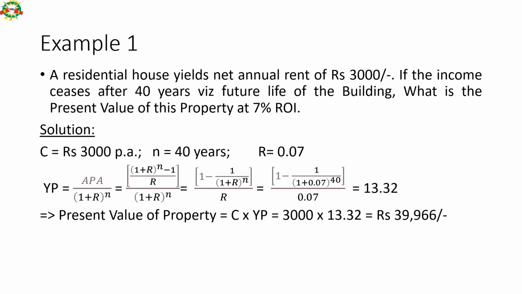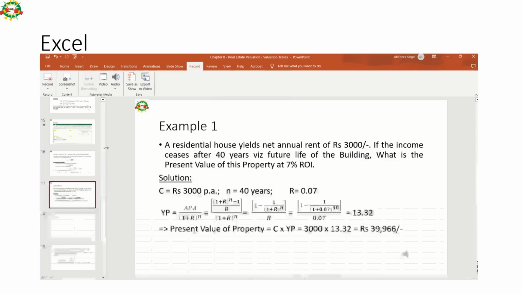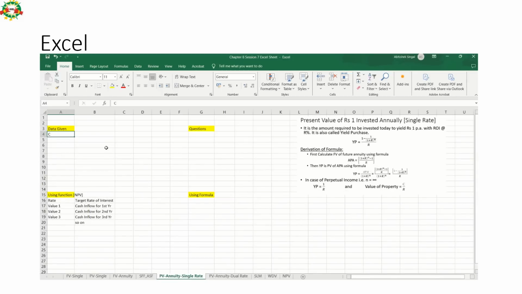Let us understand this concept with the help of an Excel sheet using the function and using that formula. Again, I have copied that formula for convenience on this Excel sheet, for remembrance. Again, we will first write the data given in the question, which is C. If you go to the question, C is the net annual rent, which is 3000 rupees INR.